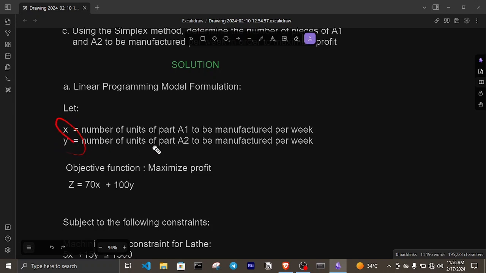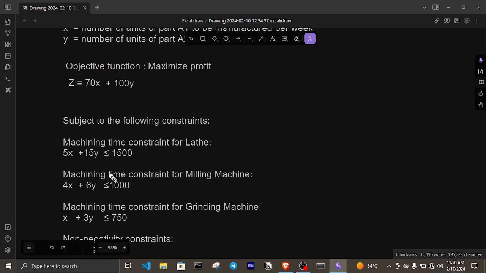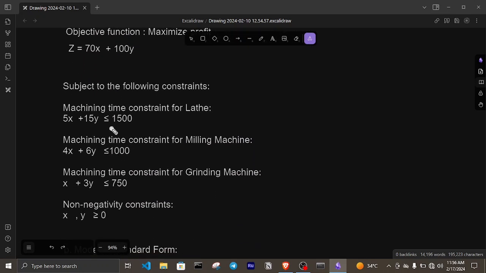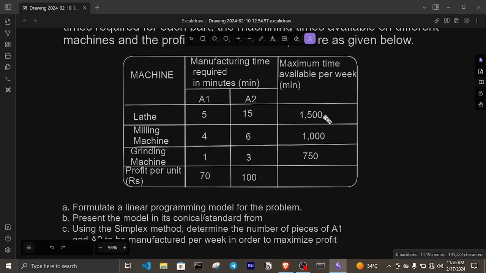So for the A part, we represented our x and y's. We got our objective function 70x plus 100y. We wrote down all our constraints just as given from the table: 5x for the machine time constraints, the milling machine, the grinding machine, and the non-negativity constraint.